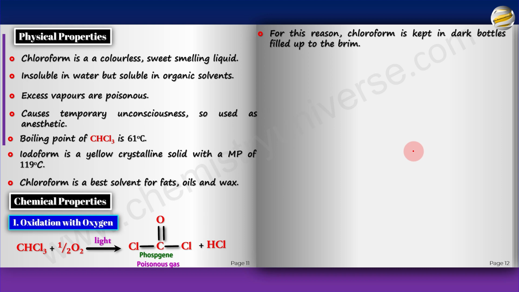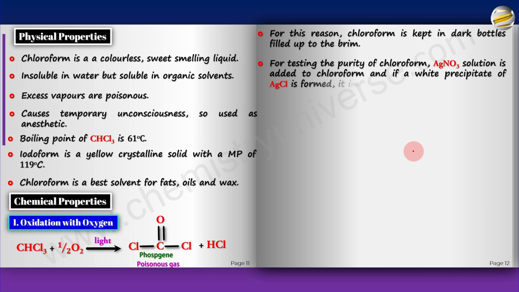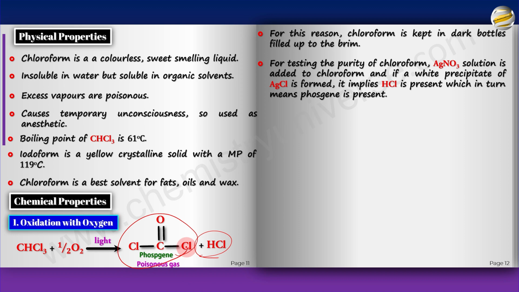Now, if you ever want to test whether a sample of chloroform is pure or has got phosgene, because this is done in hospitals, we first add AgNO3 solution to the chloroform, and if you get a white precipitate of AgCl, it implies that HCl is present, which will be present only when phosgene is formed. So that indicates phosgene is present.